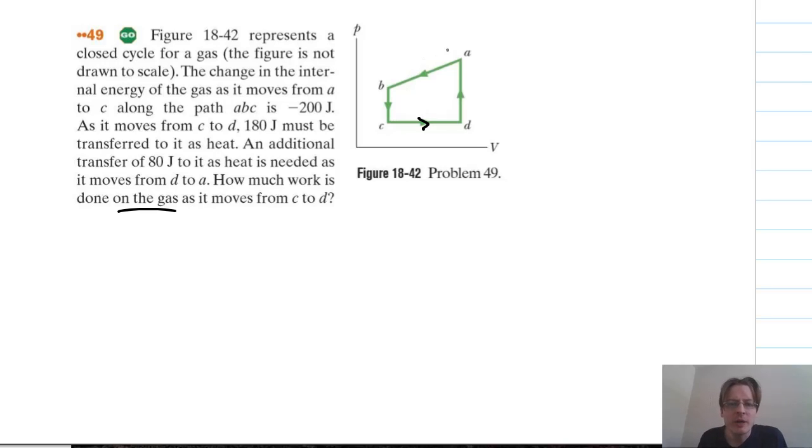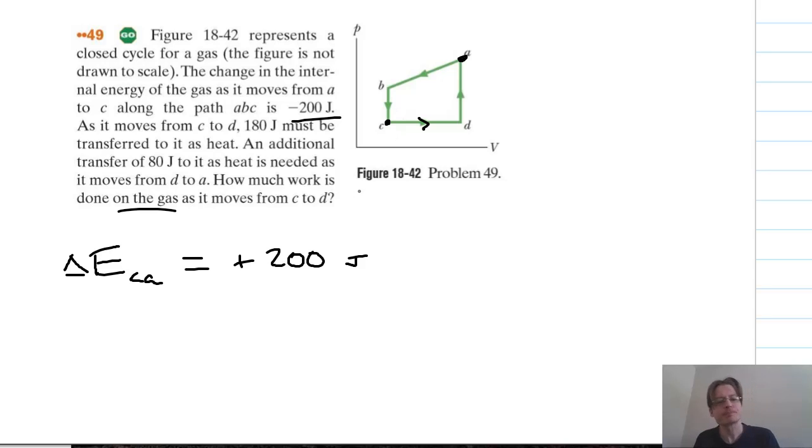So what we're told here is in going from A to C, the gas loses 200 joules. Now, of course, that means going C to A would have to be an increase by 200 to get you back to the same state again. So what I know is the change in energy C to A is actually plus 200 joules. Doesn't matter what path you take, it's just the change in energy. No matter which path you take, you get the same answer.